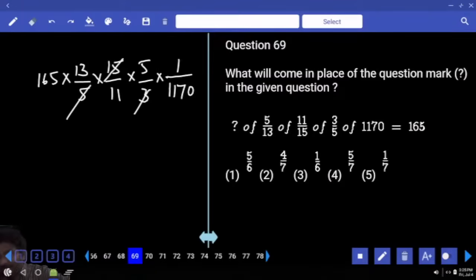Now observe your numerator. In 165 we have 5 multiple, another 5 is also there. That means in numerator we have 5 square multiple. Look at your denominator, there is only 0, and if you observe last 2 digits 70, that is a 5 multiple but not 5 square multiple, correct? So your answer numerator should be 3 options eliminated.